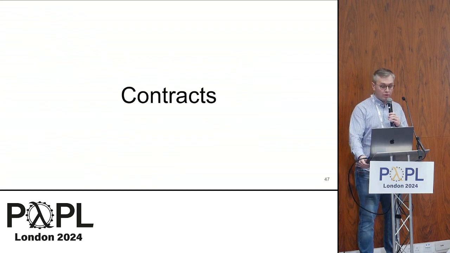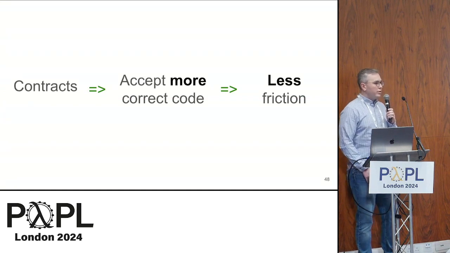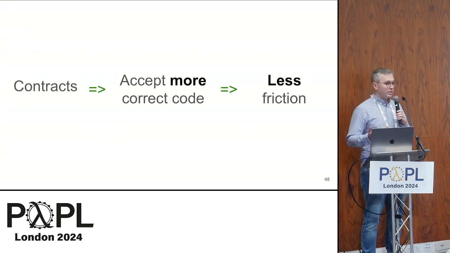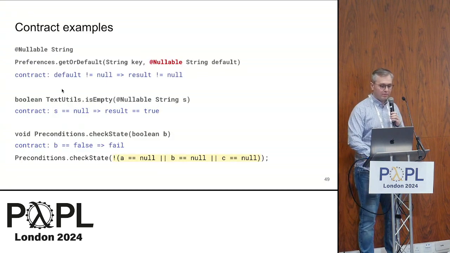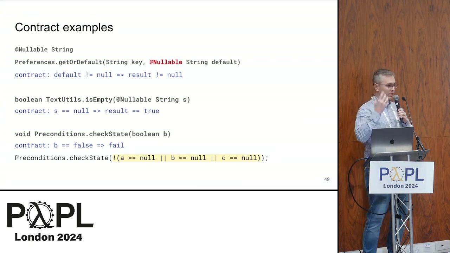Now I would like to switch to contracts. Contracts are funny because they are usually these helper methods that developers use a lot. And without understanding what these helper methods do, you can't really accept correct code. So with contracts, you accept more correct code, which means you have less friction for developers. Examples of contracts would be something like get with a default, where if the default is not null, the result is also going to be not null. Here, you can probably rewrite this method as a generic method. But developers don't want to do this. They want to see this simple signature with this implicit contract attached to it.